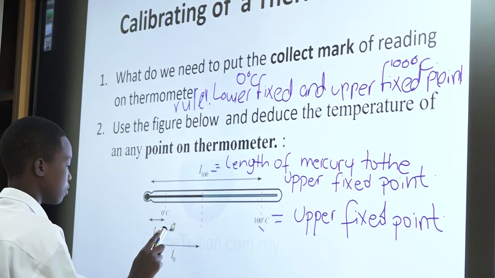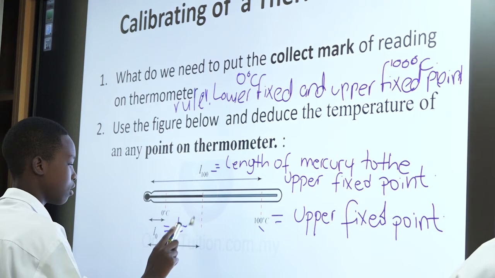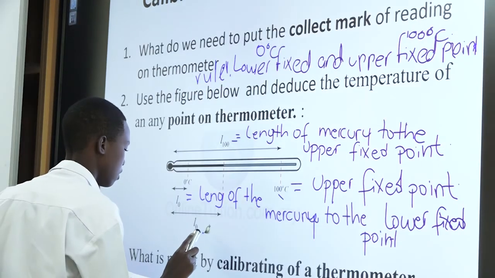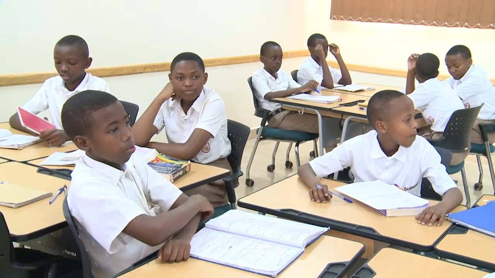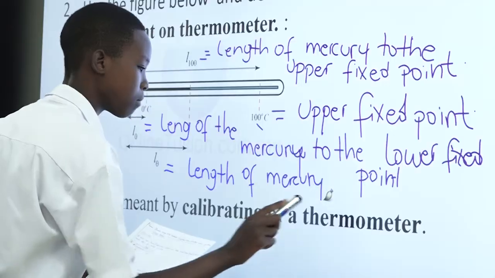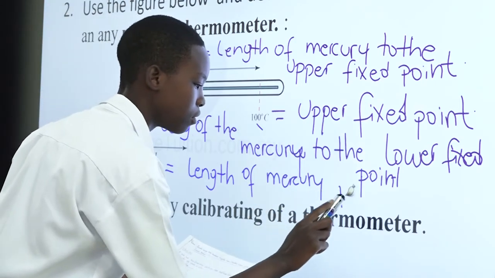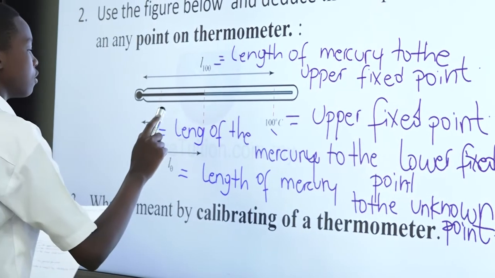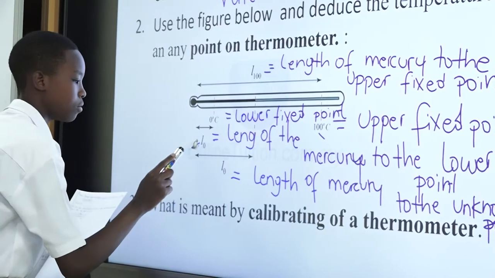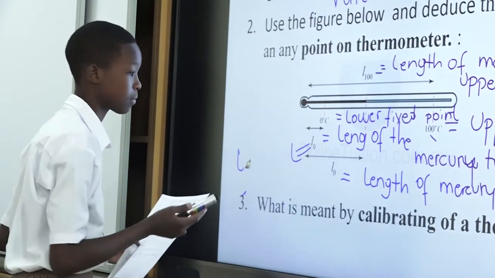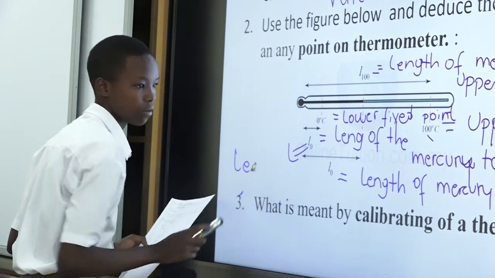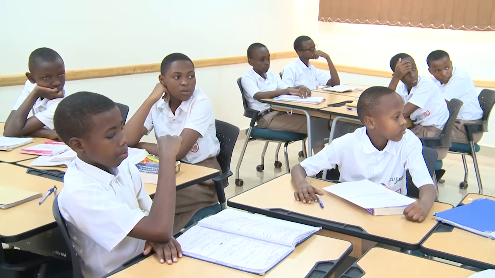L over 0 is equal to the length. L of 0 means the length of mercury to the unknown point. 0 degrees Celsius means the lower fixed point. This one, L of 0, means the length. It is the name of it. The length of mercury to the lower fixed point.